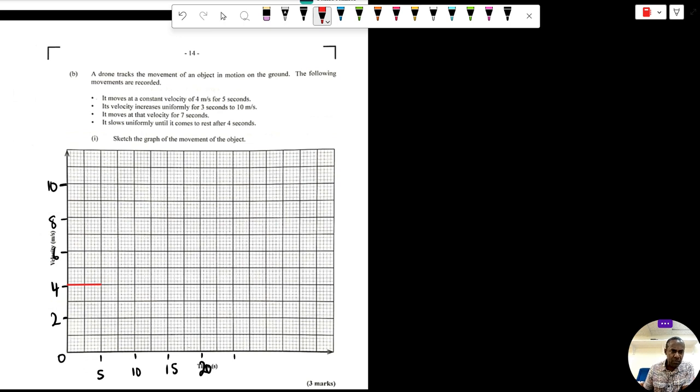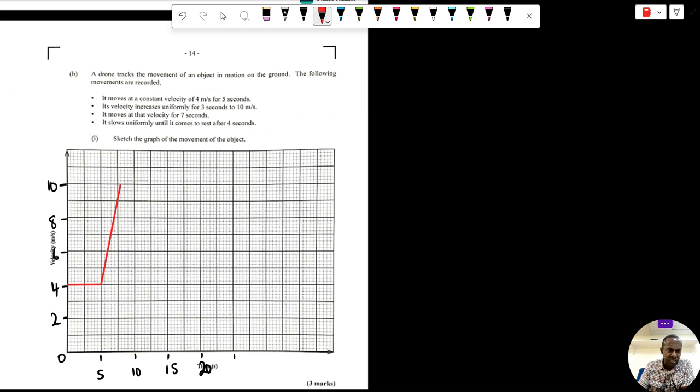So that's up to 5 seconds. Now it says the velocity increases uniformly for 3 seconds to 10 meters per second. So we're going to go now from this stage right here to 10 meters per second in a further 3 seconds. So we're going to go up to 10. Now this is supposed to take 3 seconds, right? So this would be 7.5 and this would be 8 right here, because essentially 2 small squares will be equivalent to 1 second. All right, so that stops right there. Good, that's the second stage.